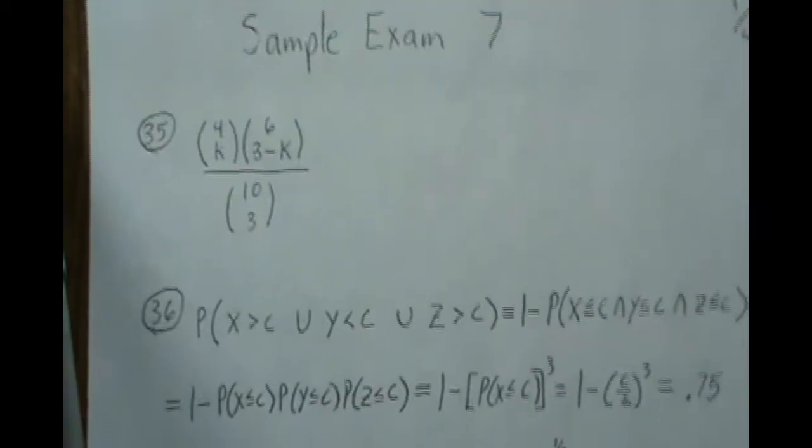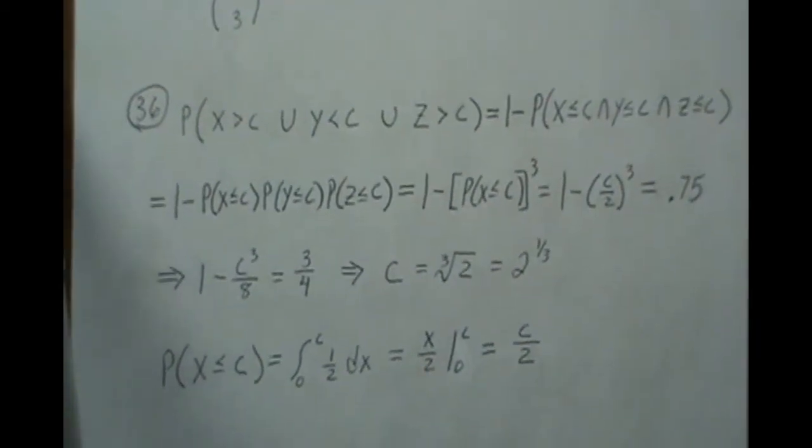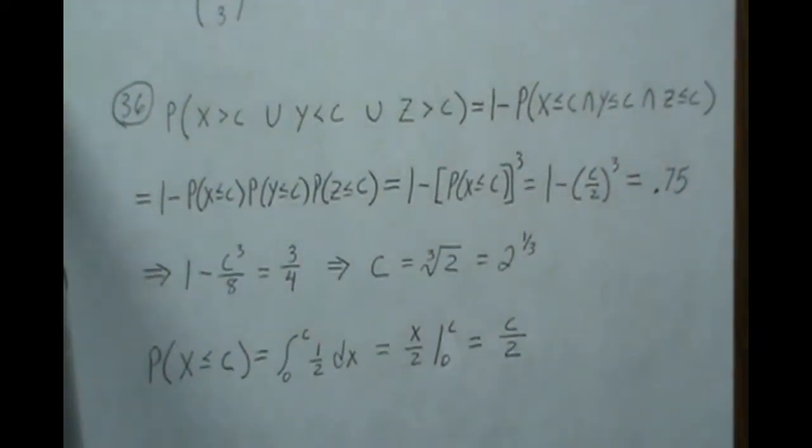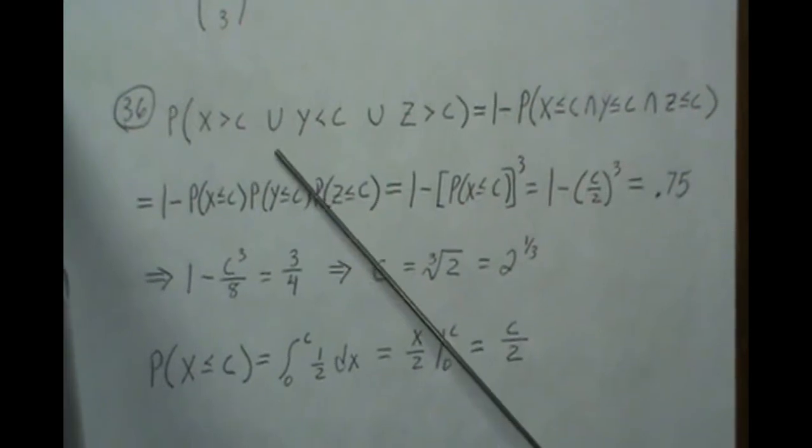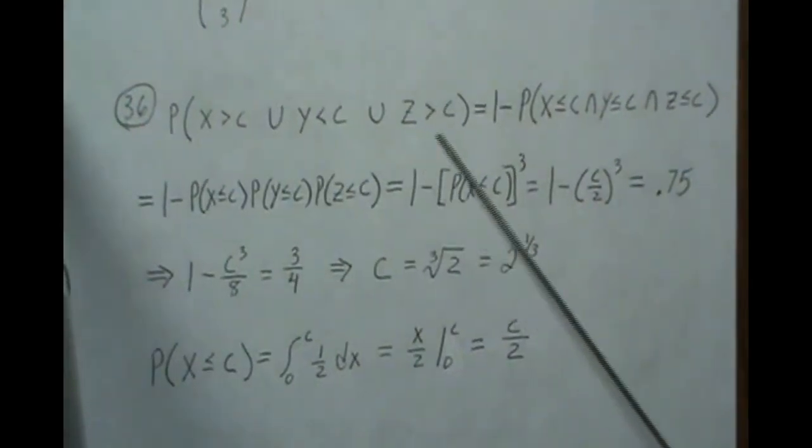Number 36. Let X, Y, and Z be independent random variables, each uniformly distributed on the interval 0 to 2. What is the number C for which the probability is 75%, or 0.75, that at least one of X, Y, or Z will exceed C? Here we want to find the number C that makes this probability 0.75, and that's the probability that X is greater than C, or Y is greater than C, or Z is greater than C.